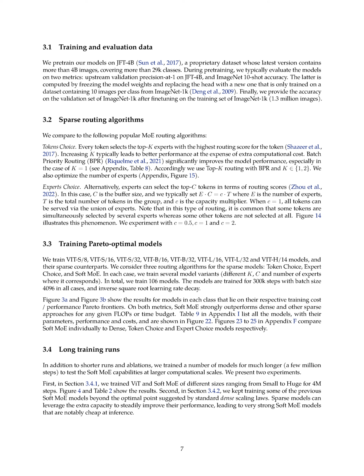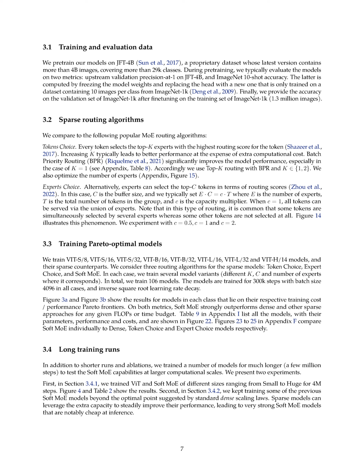We experimented with C values of 0.5, 1, and 2. Next, let's talk about training Pareto optimal models. We trained various models, including ViT-S/8, ViT-S/16, ViT-S/32, ViT-B/16, ViT-B/32, ViT-L/16, ViT-L/32, and ViT-H/14, along with their sparse counterparts.